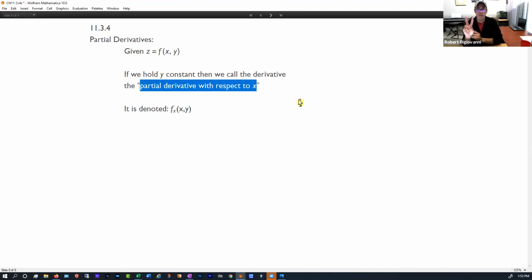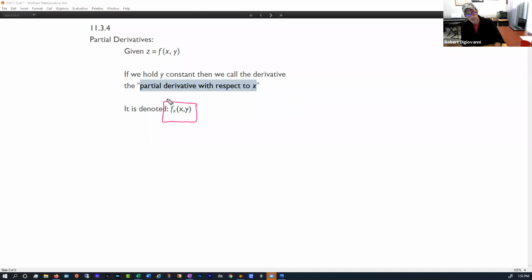So the function has two variables in it, x and y. If you hold y constant, then it's a partial derivative with respect to x. And the notation we use for it is this notation right here. It's the f. So we don't do this anymore. Remember, that's what the prime meant, the derivative, back in Cal 1.